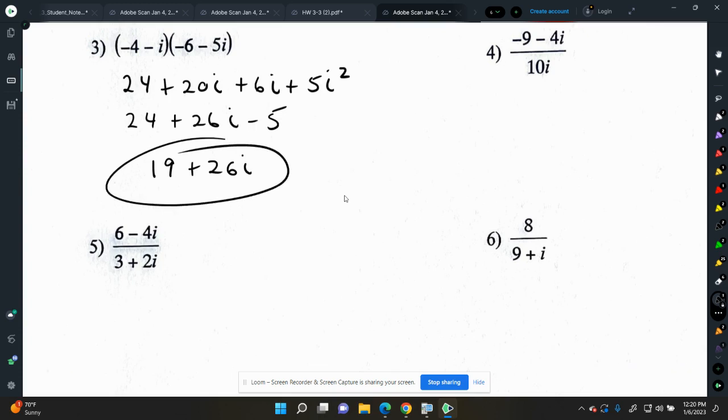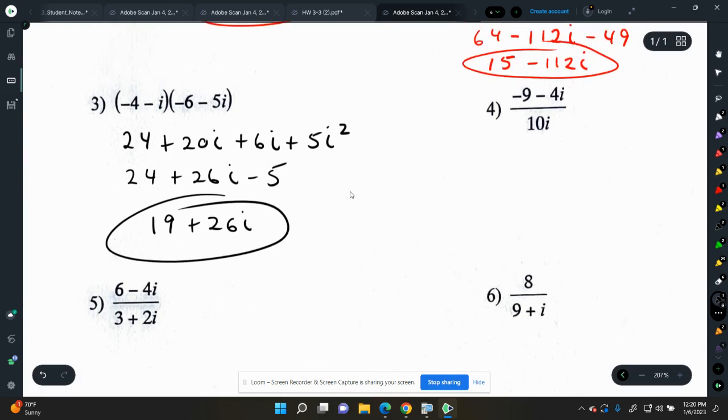Okay, number 4, what do we do with that one? Because I've got an i in the denominator. What are we going to do? Multiply by i over i. Now, if you chose to multiply by 10i, that would also be okay. If you multiply by negative 10i, that's also okay. The goal is to get rid of the i in the denominator. So if you multiply by something else and get rid of the i, you could have multiplied by 3i over 3i. That would work.